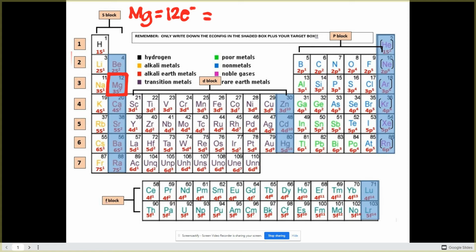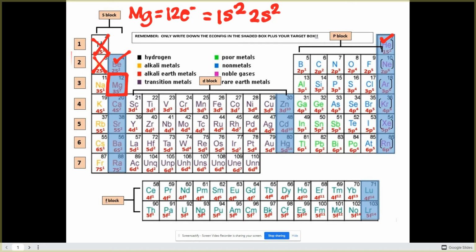Now, we go box per box. Again, you only write down those in the shaded boxes. So look at H, look at box 1. Is it shaded? No, so you don't write that down. How about box number 2? Is it shaded? Yes. Therefore, I write down the electron configuration inside that box. If you look closely, it's 1s2. You see it? Keep on going. How about box number 3? It's not shaded, so no. Box number 4 is shaded, so yes, I need to write down whatever is inside the box. It's 2s2.